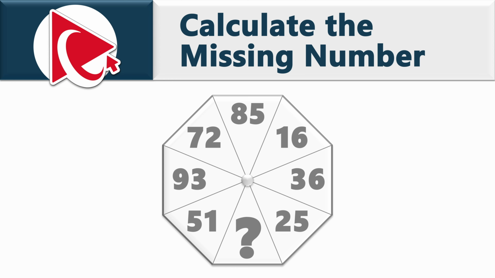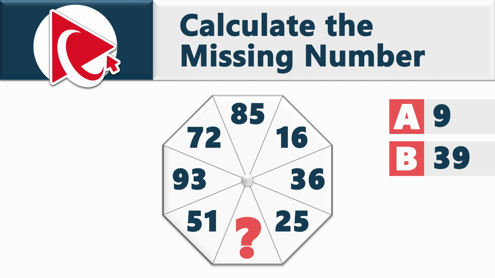The octagon has 7 numbers inside, and the 8th number is missing. Starting from 8 o'clock, the numbers are 51, 93, 72, 85, 16, 36, 25, and then comes the missing number, which you need to calculate and select out of 4 possible choices. Choice A, 9, choice B, 39, choice C, 49, and last but not least, choice D, 98.